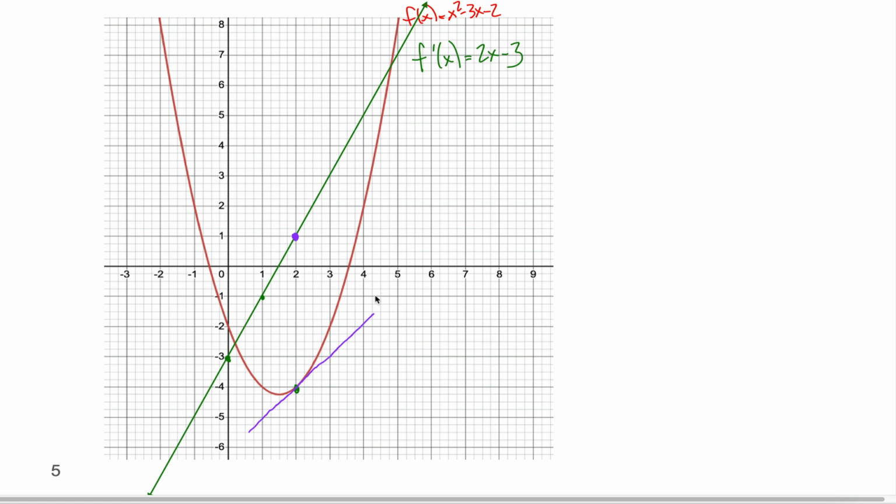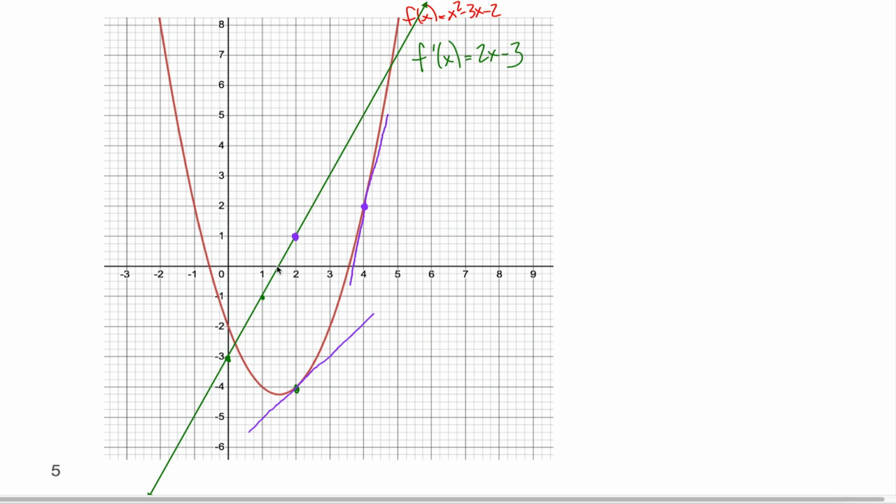Let me draw another tangent line for you. Maybe I'll draw a tangent line right here. It's going to be super steep. It's hard to even draw, but it's going to look something like this line in purple. How steep is this line in purple? Well, it's hard to tell by looking at the tangent line, but I know because the height of the graph in green is exactly 5, the slope of this tangent line right here is exactly 5.